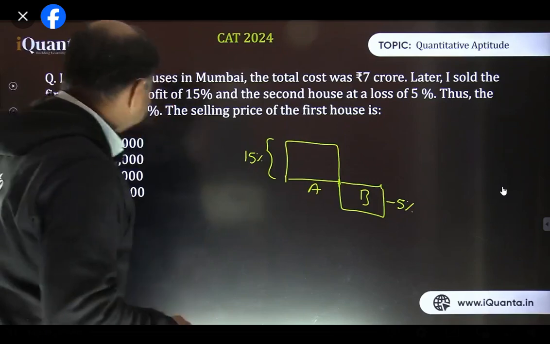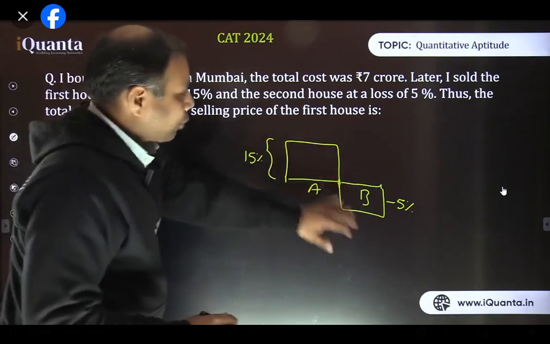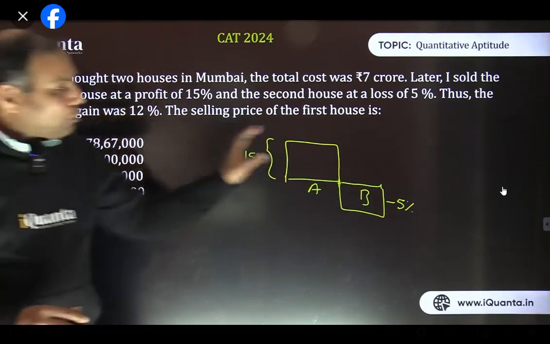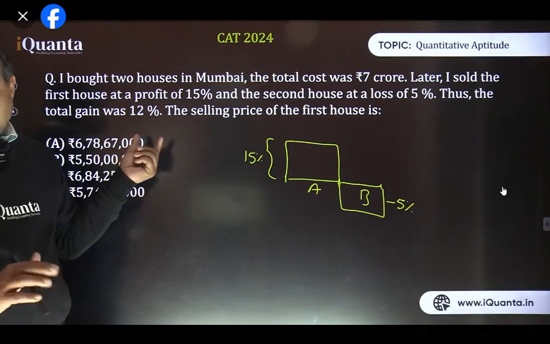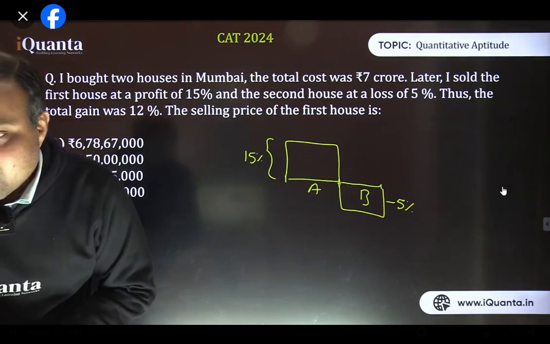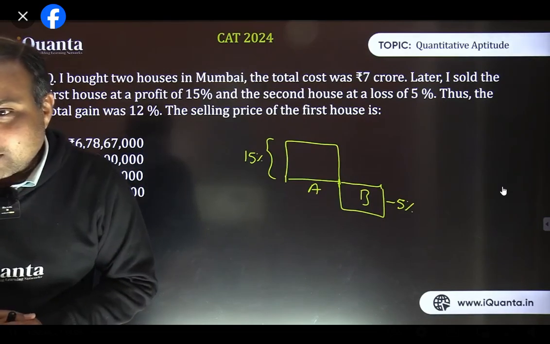Now try to understand. And this situation overall gives us a gain of 12%. This overall situation gives us a gain of 12%. ठीक है ना? Are you with me?